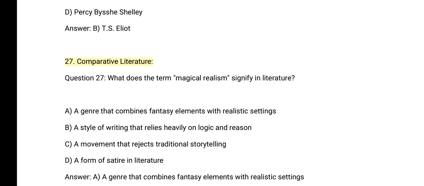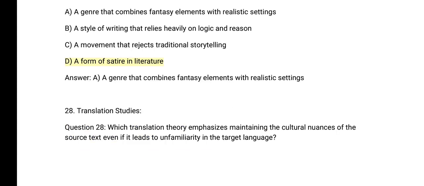27. Comparative literature. Question 27. What does the term, magical realism, signify in literature? A. A genre that combines fantasy elements with realistic settings. B. A style of writing that relies heavily on logic and reason. C. A movement that rejects traditional storytelling. D. A form of satire in literature. Answer: A. A genre that combines fantasy elements with realistic settings.